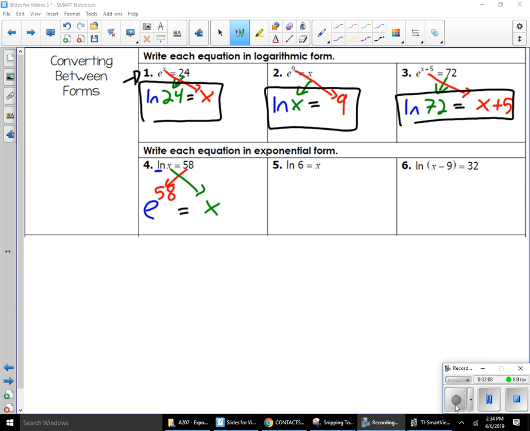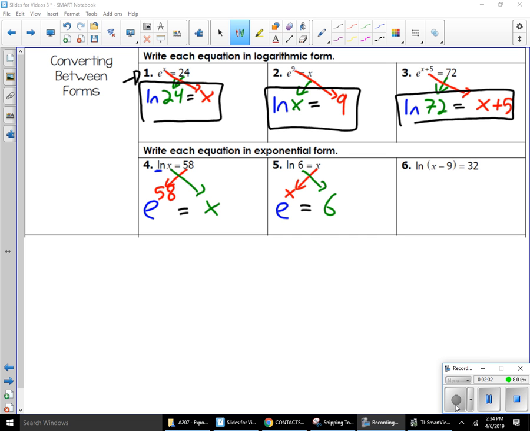We can do that same thing for number 5. Note the 6 and the x are on different places here, but it doesn't change the process. The base of my logarithm is e. X used to be an output, now it's an input. 6 used to be an input, and now it's an output. And that's it. If natural log of 6 is x, then e to the x is 6.